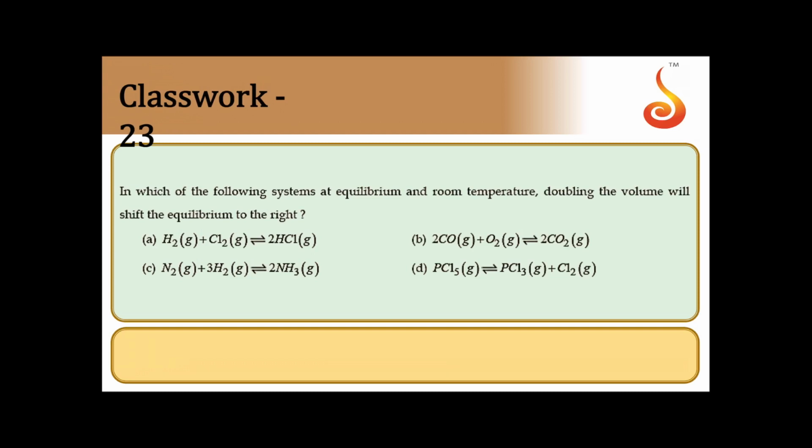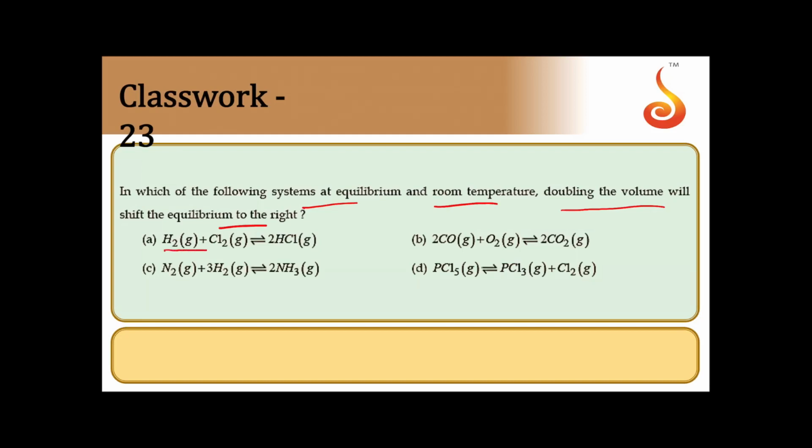23rd one. In which of the following systems at equilibrium and room temperature, doubling the volume will shift equilibrium to the right? Doubling the volume means the pressure gets reduced. If you increase the volume, pressure gets reduced. Whenever pressure gets reduced, equilibrium moves in the direction where you have more number of moles. So here, the right hand side must have more number of moles.